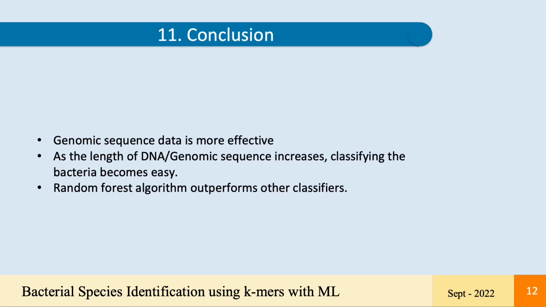The first conclusion is that classification using bacteria's genomic sequence is more effective compared to classification using bacteria's physical trait data. The second conclusion is that classifying the bacteria gets simpler as the length of the DNA sequence grows. And the third conclusion is that the random forest algorithm is better at classifying the bacteria compared to all other classifiers like KNN classifier, logistic regression, and naive Bayes.